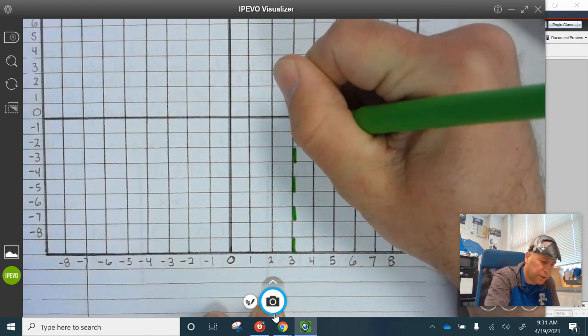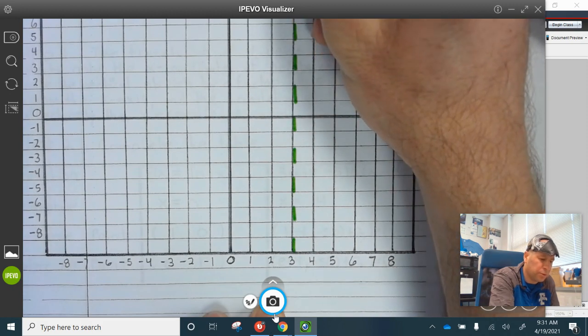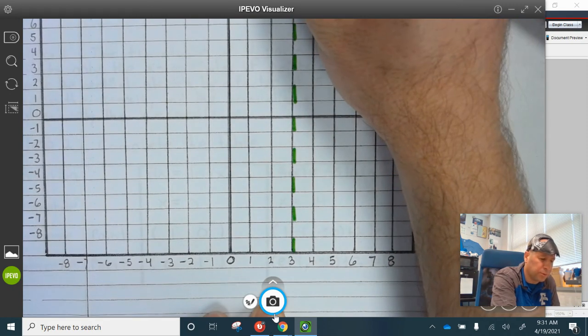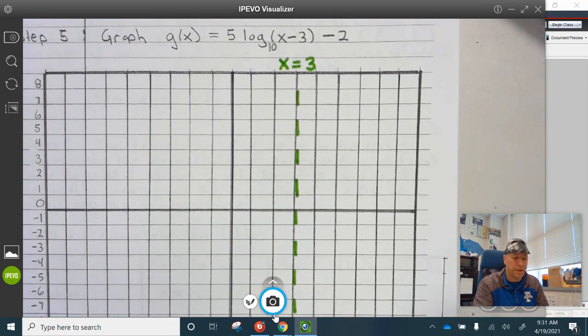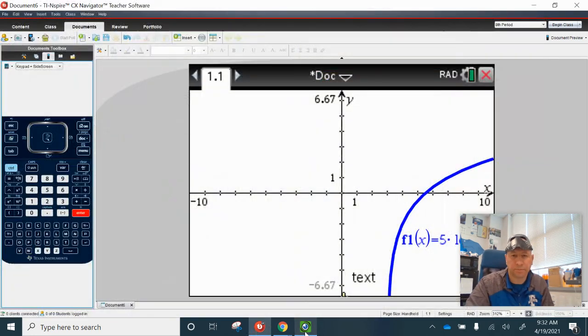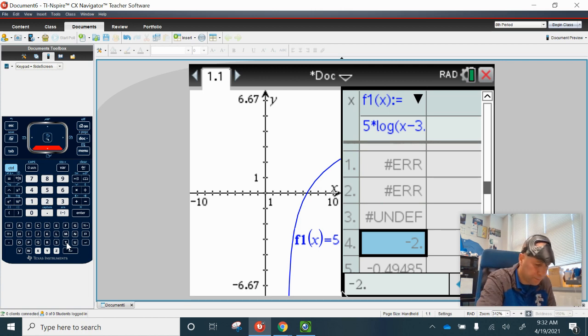You can almost graph without graphing the asymptote first, but you really want to graph the asymptote first. So x equals 3. You can do it the other way and graph and then do the asymptote, but I really recommend graphing the asymptote first. Okay. All right, now we have the asymptote graphed. Now let's get the points. Control T, and you can see that with the asymptote at 3, we have the point (4, negative 2).